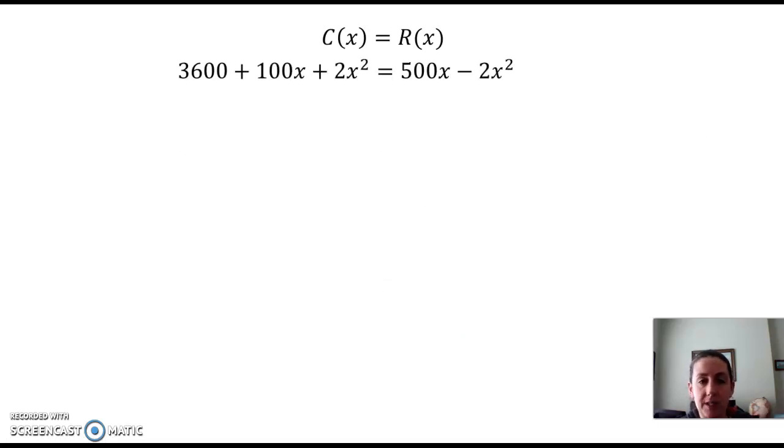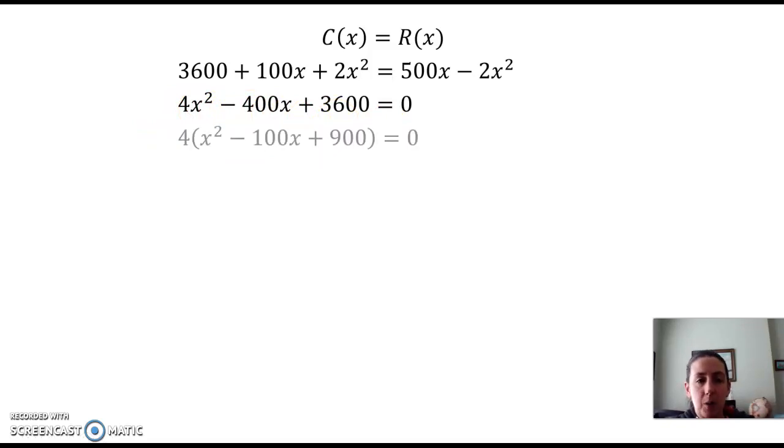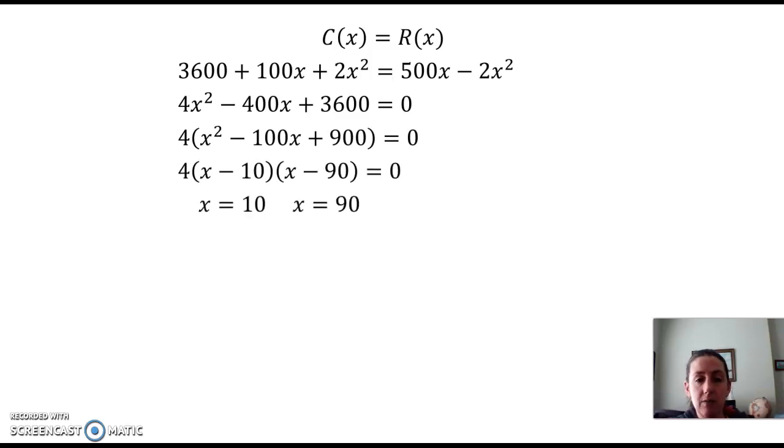Now I can find my break-even point by setting my cost equal to my revenue. Get everything on one side of the equal sign, so I'll subtract the 500x and add the 2x squared to get 4x squared. I will, of course, put it in descending order, highest power down to smallest power. For me, it makes it easier to factor. I'll pull out a 4, and then that factors into x minus 10 and x minus 90. Set the factors equal to 0, and I'm going to get x equals 10 and x equals 90.